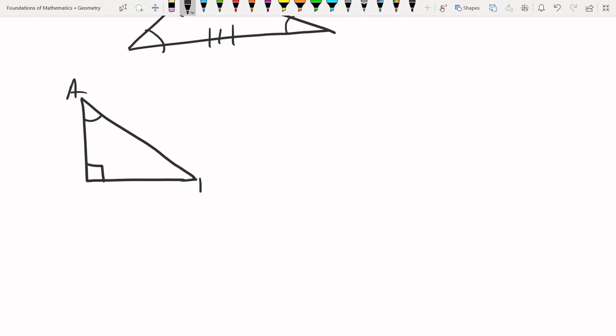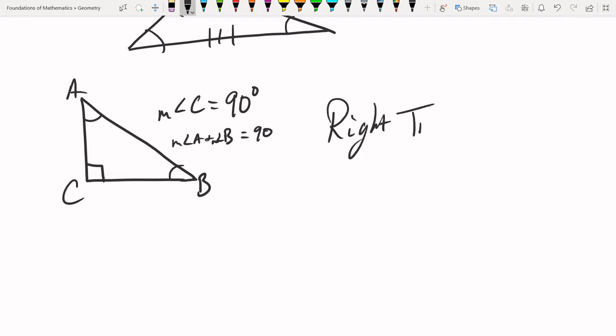So let's say this is angle A and this is angle B. This is angle C. If the measure of angle C equals 90 degrees, that means angle A plus angle B, the measures of these, must equal 90 degrees as well, since they all have to add up to 180. The only way the measures of angle A and angle B can add up to 90 degrees is if they're both less than 90 degrees. Therefore, they are both acute angles. So a right triangle has 1 right angle and 2 acute angles.